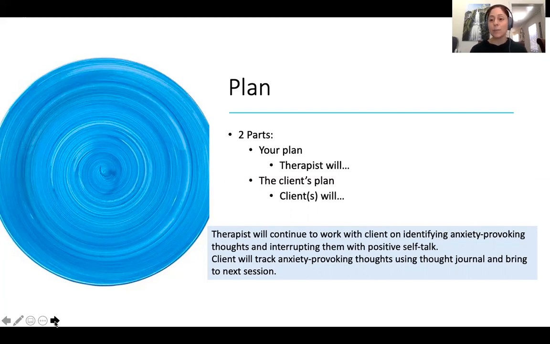This is the end of the GIRP note, and this is what will be used for a regular therapy session, okay? And it would include each of these parts.